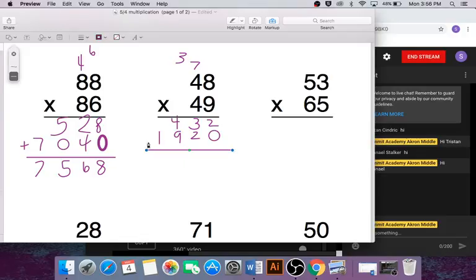We're going to add those together. 2 plus 0 is 2. 3 plus 2 is 5. 4 plus 9 is 13. So we put down our 3, we're going to carry the 1, and 1 plus 1 is 2. So our answer is 2,352.